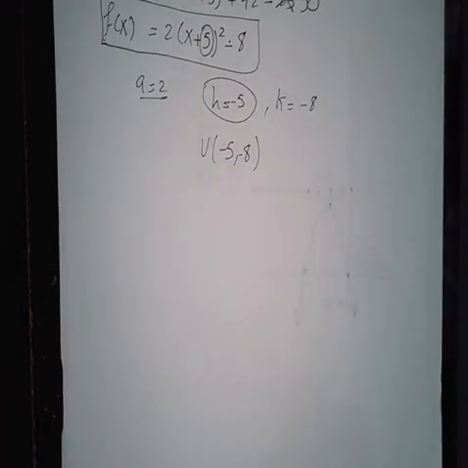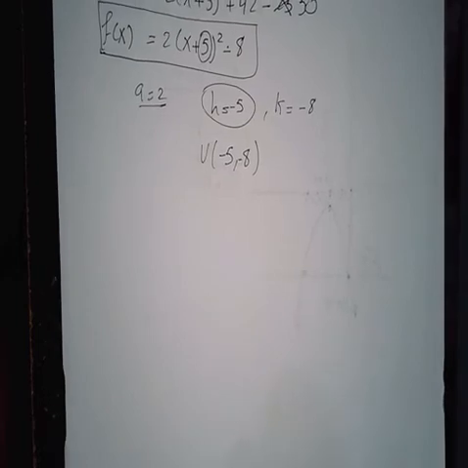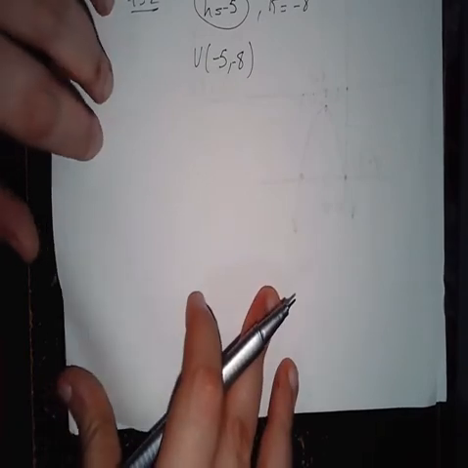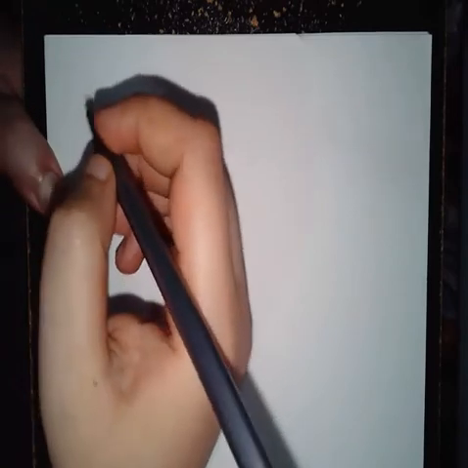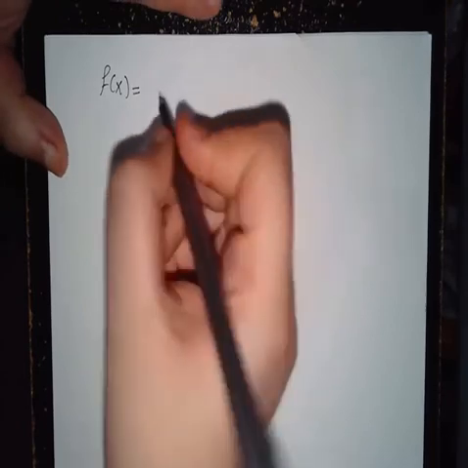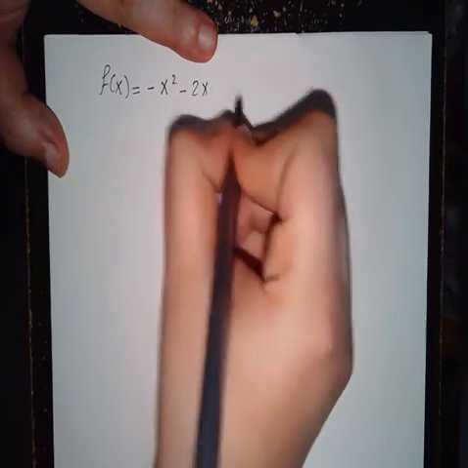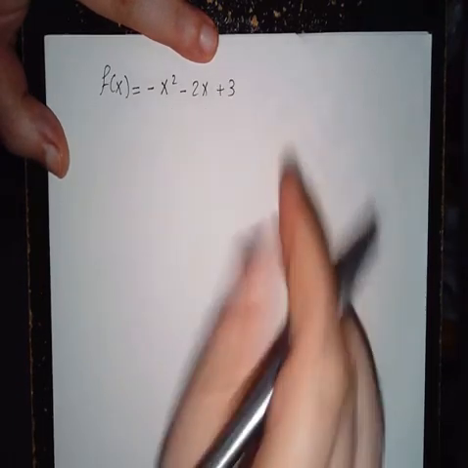Now, let me do another one for you guys. And in this one, let's try to play with it a little more. Let's try to find the vertex form of this function and then graph it. Okay? So we'll do both. We'll write the vertex form and we'll graph it. So we'll get more practice. Let's try. Here we go. That's number 4 in the notes. In this function, you have what? Negative x squared minus 2x plus 3.